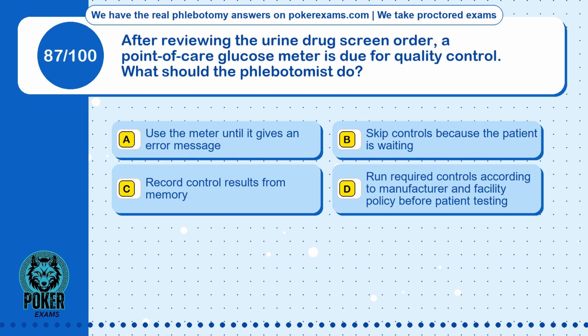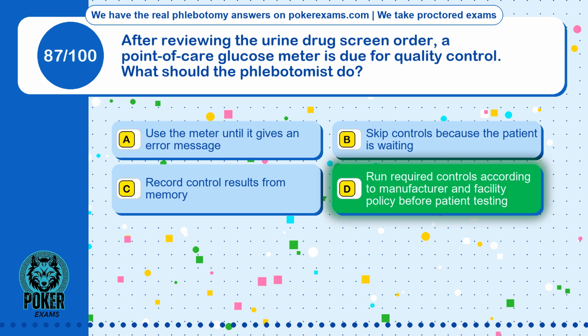Question 87. After reviewing the urine drug screen order, a point-of-care glucose meter is due for quality control. What should the phlebotomist do? Option A. Use the meter until it gives an error message. Option B. Skip controls because the patient is waiting. Option C. Record control results from memory. Option D. Run required controls according to manufacturer and facility policy before patient testing.